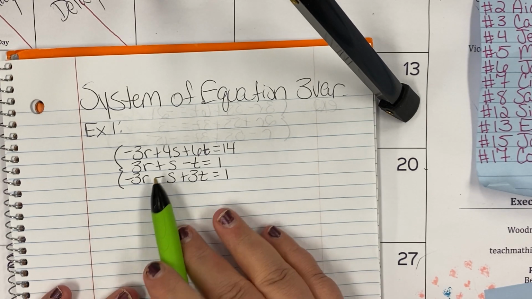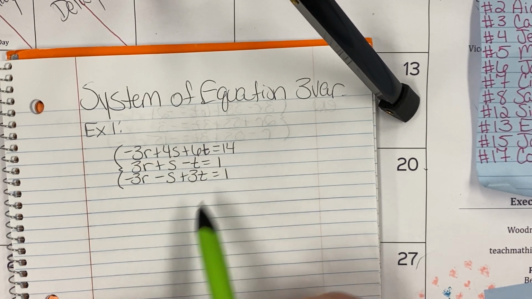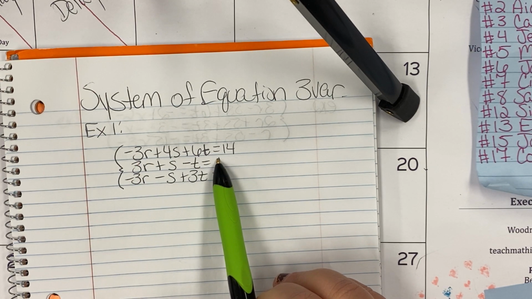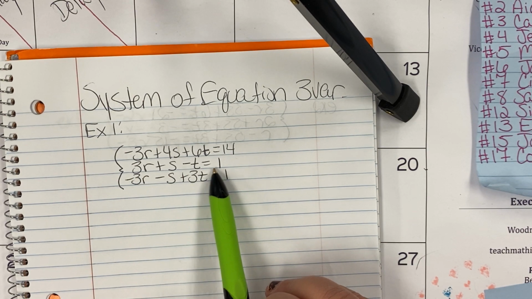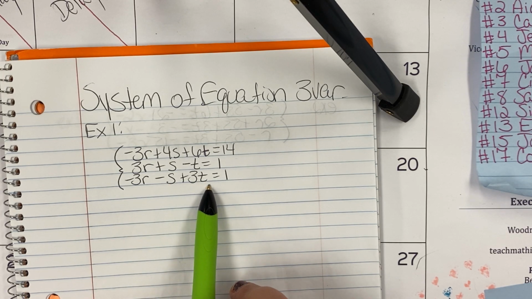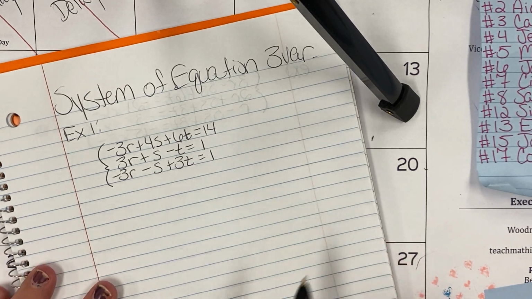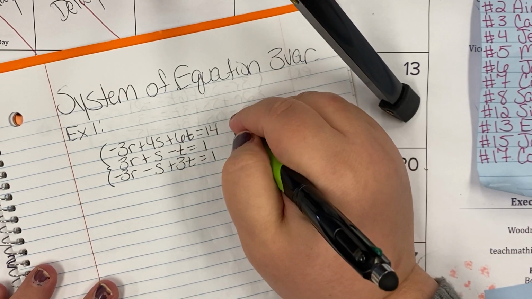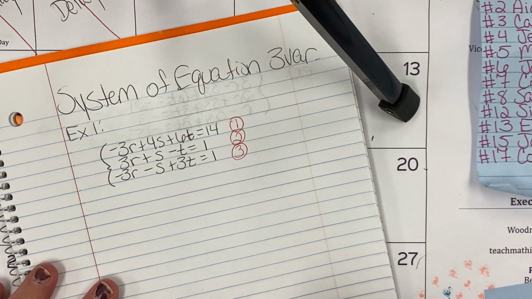So we have this system with 3 equations, 3 variables. Our 3 variables are r, s, and t. We have negative 3r plus 4s plus 6t equals 14. 3r plus s minus t equals 1. And negative 3r minus s plus 3t equals 1. First thing I like to do is number my equations: number 1, number 2, and number 3.